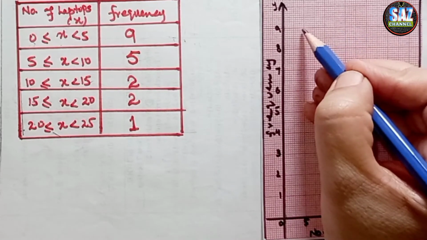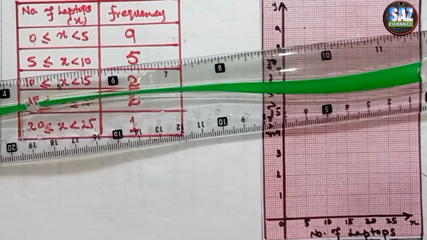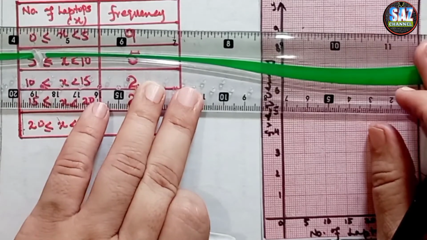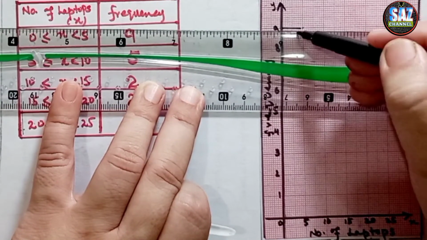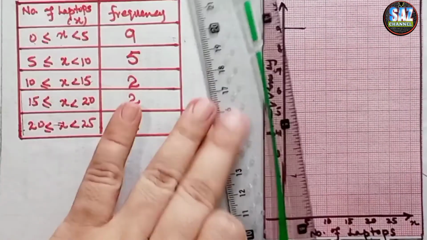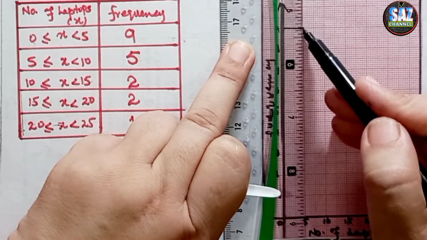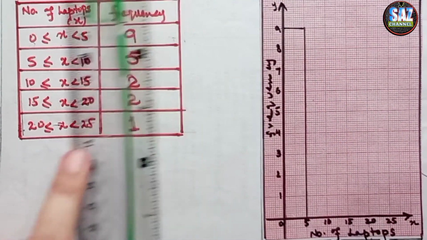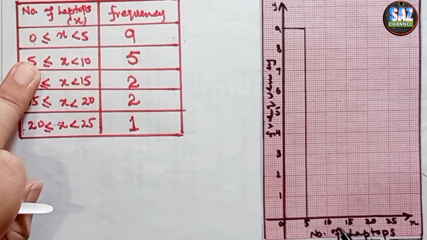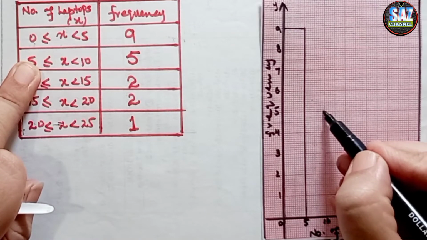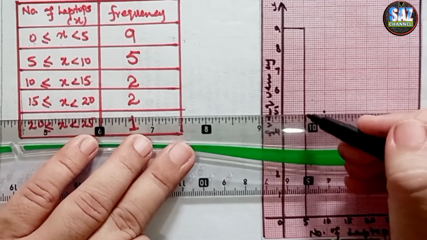So the first rectangle I have to construct is at 9. For 0 to 5, I have to mark the point here, and then complete the rectangle at this place. I hope you are enjoying and understanding this lesson carefully, because this is one of the most important lessons of your CI examination. 0 to 5 is done. Then 5 to 10 is 5, so I have to mark the point here, and then close the rectangle.